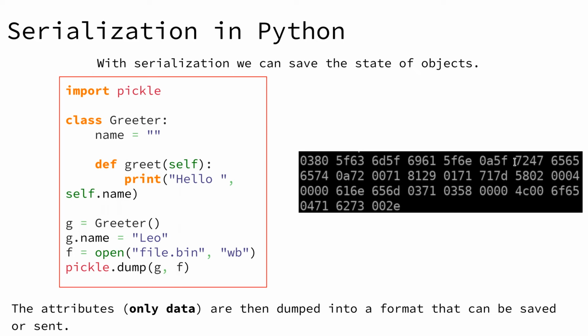Here you can see the hex dump of this file. Python uses a binary format, but with some experience you see that there are some ASCII values in here. Here's a new line, for example. There's 61. So what's important here is that serialization only stores the data of an object, not the code. So this function greet will never be saved. The only thing that will be saved here is the attributes, in this case the name, which is set to Leo.